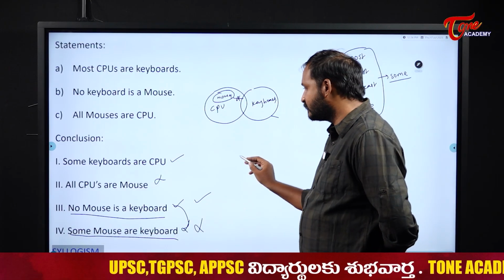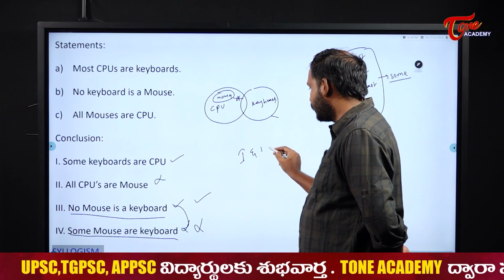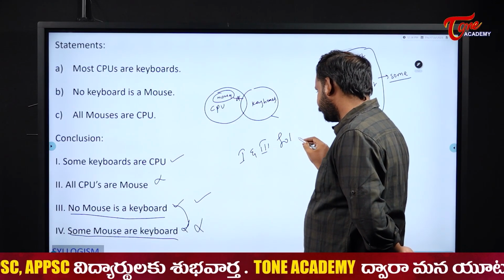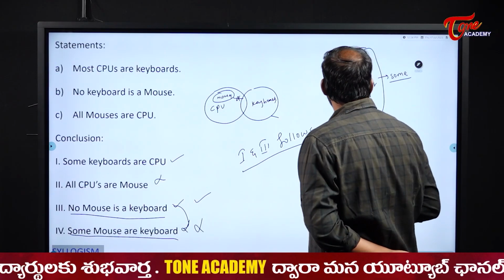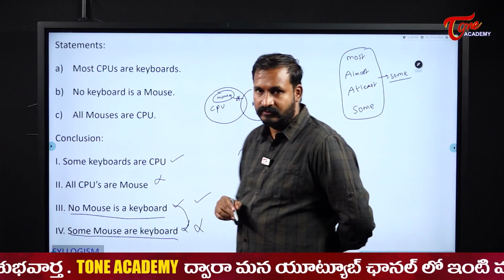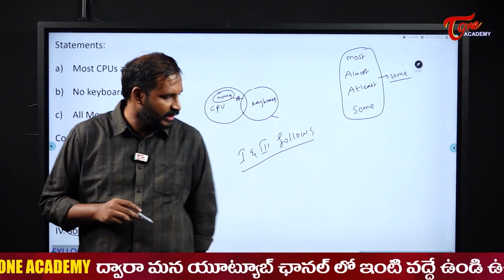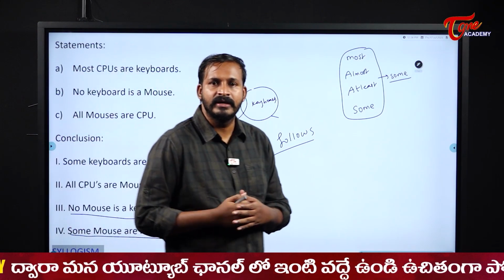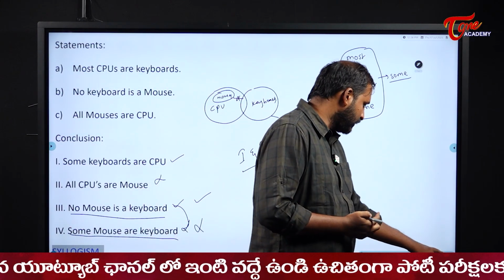So here my answer becomes 1 and 3 follows. 1 and 3 follows for me, and when it comes to the other things, it will not be followed. Next one.